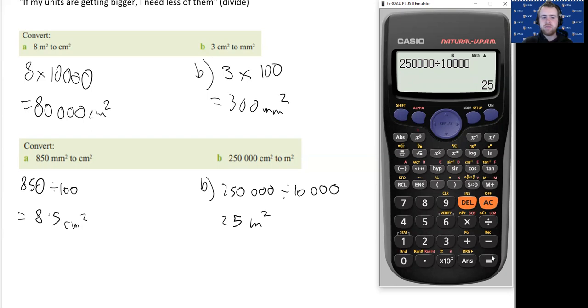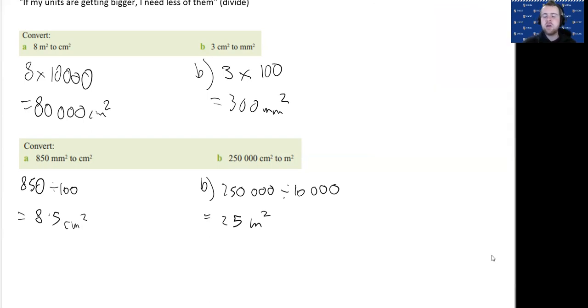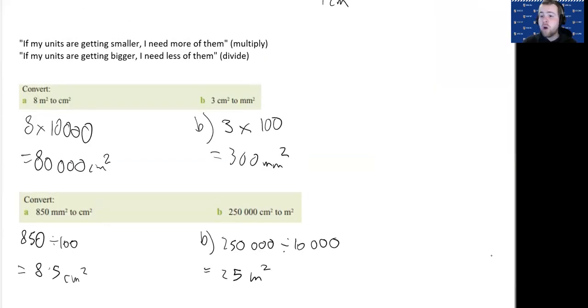I get my answer, 25. So the two things you need to know are what the conversion factor is, and to square it when you're doing units of area. And then, am I going to multiply or am I going to divide?